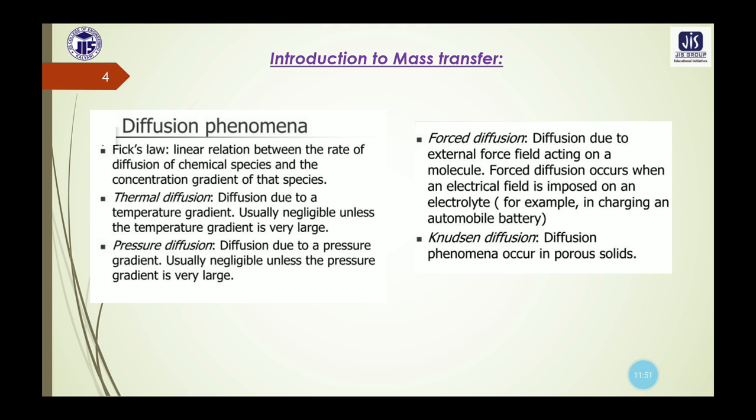Next we have forced diffusion, which is diffusion due to an external force field acting on a molecule. Forced diffusion occurs when an electrical field is imposed on an electrolyte, like in charging an automobile battery. And lastly, we have Knudsen diffusion, where the diffusion phenomena occur in a porous solid.